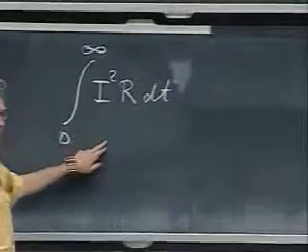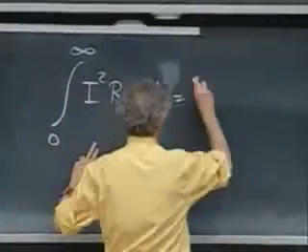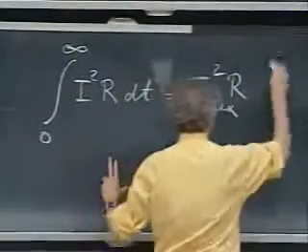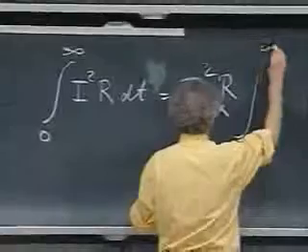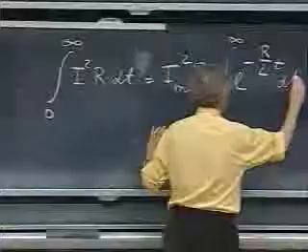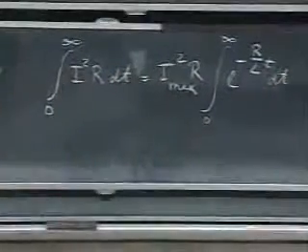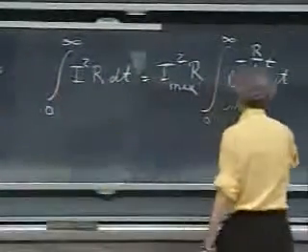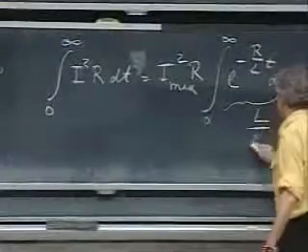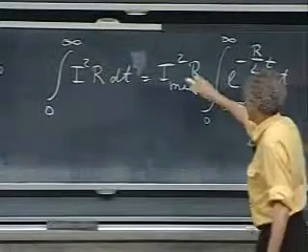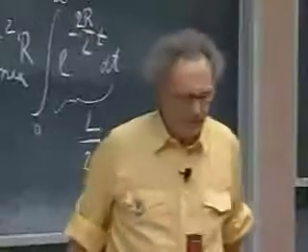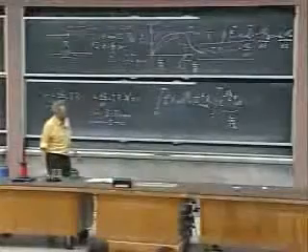But I know what this current was. I just erased it, but I still remember it. So I can bring I max outside, and I can bring the resistance outside, and then I get the integral from 0 to infinity of e to the minus R over L times t dt. And this is a trivial integral. This integral is L divided by 2R. Oh, by the way, it is I squared, so I have a 2 here. That's very important. Don't forget the 2. And so that integral is L divided by 2R.